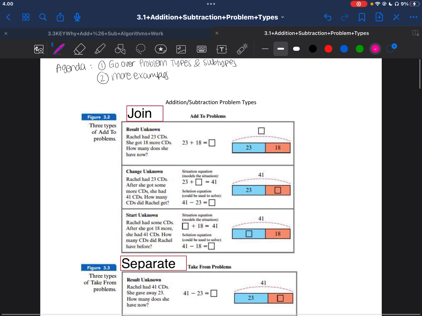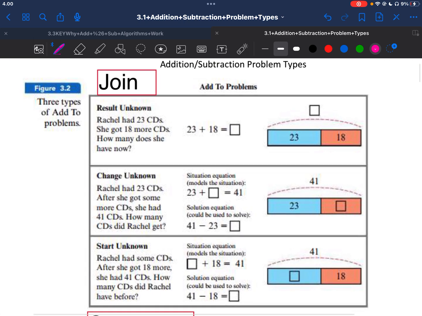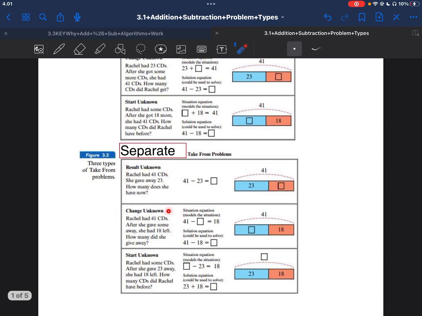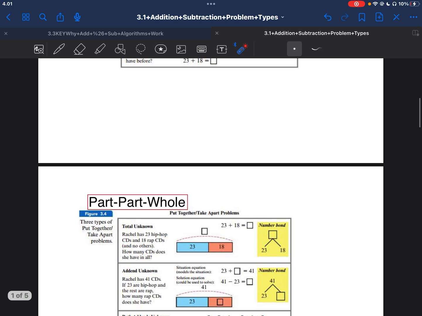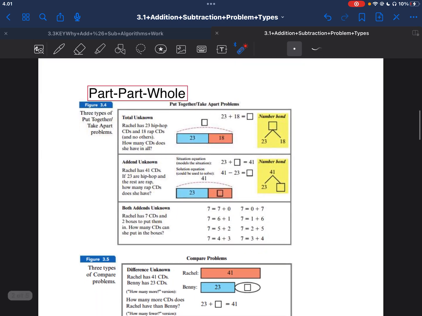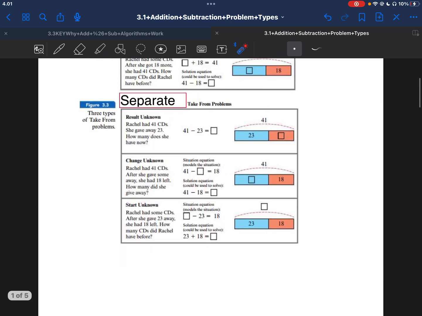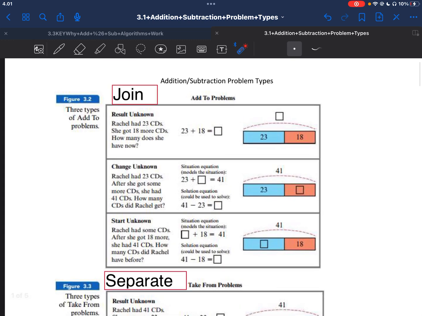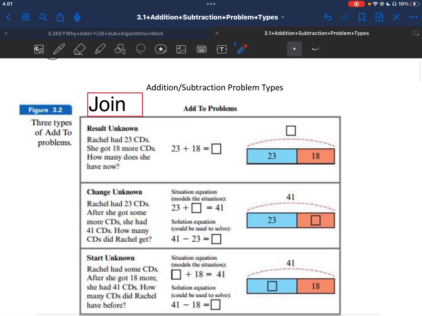So each type has a subtype. For the join problems, we have the result unknown, the change unknown, and the start unknown. As y'all can see, those are the same subtypes for separate. But for the part-whole, they're called different things because they're different. So let me explain to you guys. The result unknown is pretty self-explanatory. You just have two things that you add together, and then you don't know the final result.